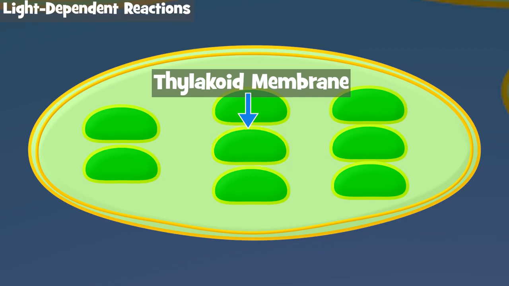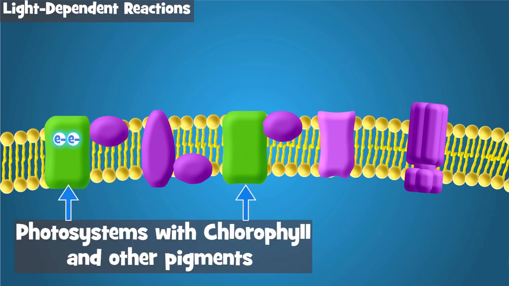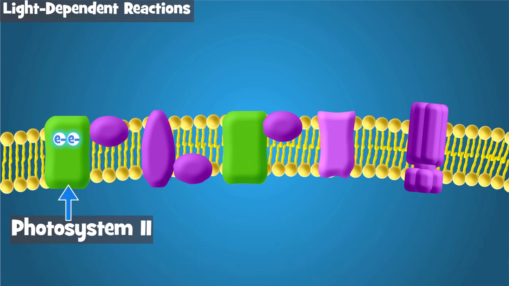Now let's zoom in on the thylakoid and focus on the thylakoid membrane. This is where pigments such as chlorophyll are found and is where light gets absorbed. The pigments are arranged in clusters called photosystems. Let's start with photosystem 2.